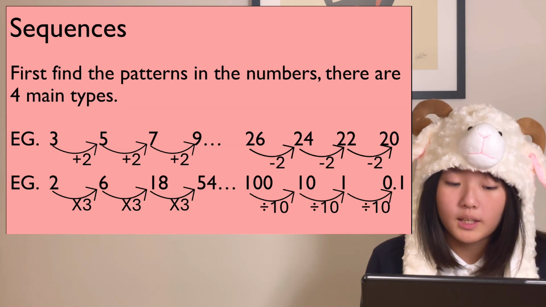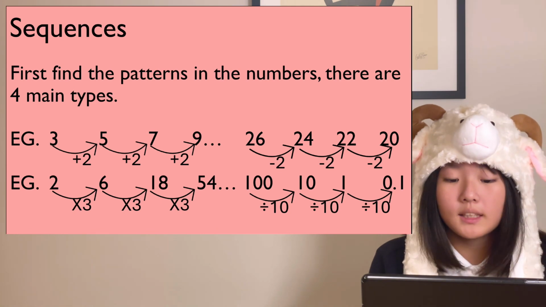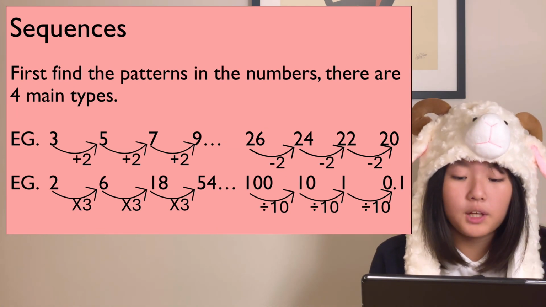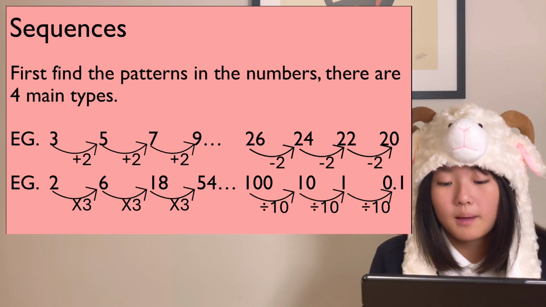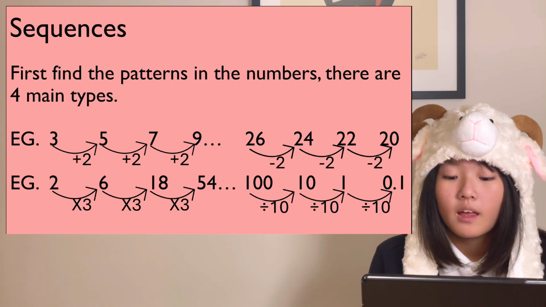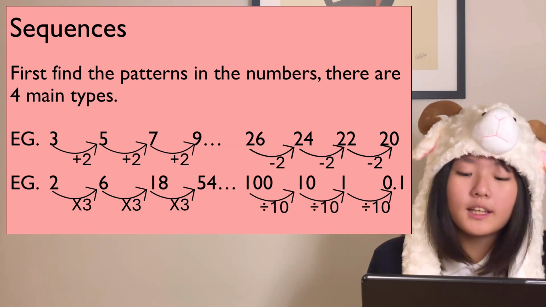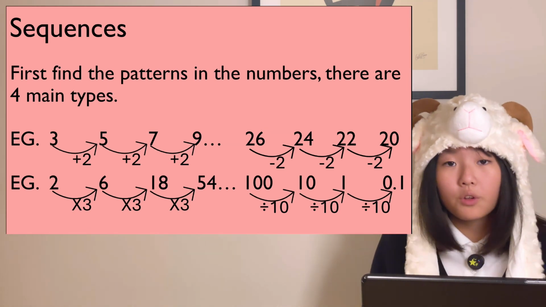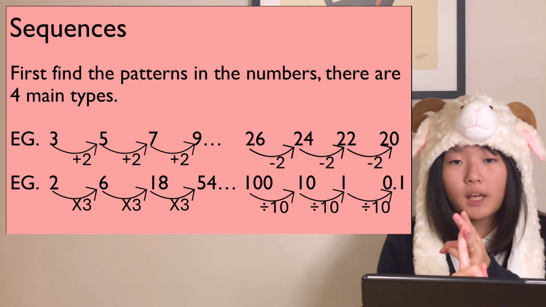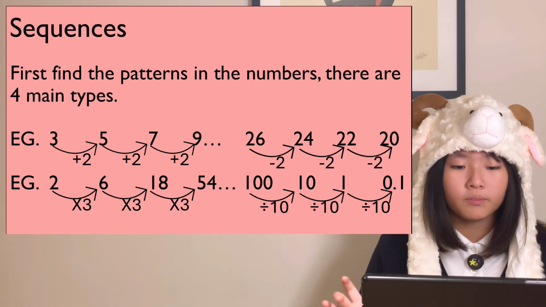The other example is 2, 6, 18, and 54. Clearly, you can tell that it is multiplying by 3. Another main type is 100, 10, 1, and 0.1. This, you can tell, is dividing by 10. So the 4 main types are addition, subtraction, multiplication, and division.